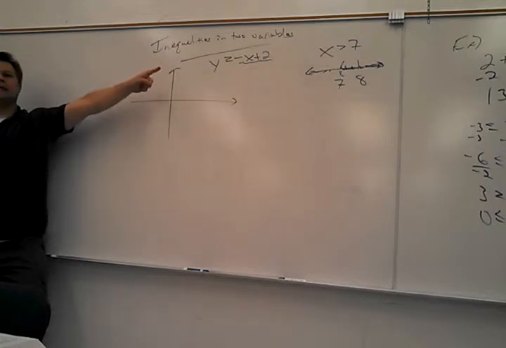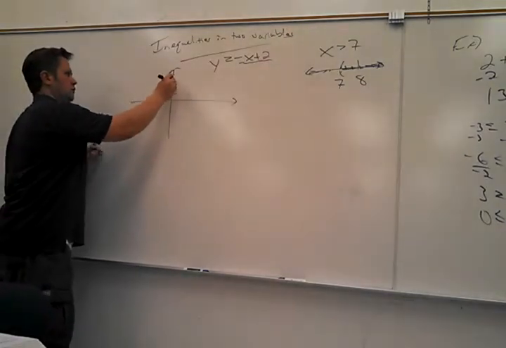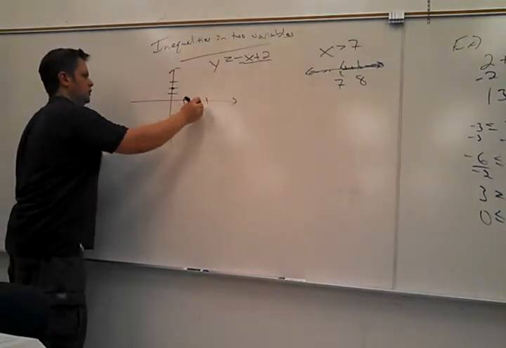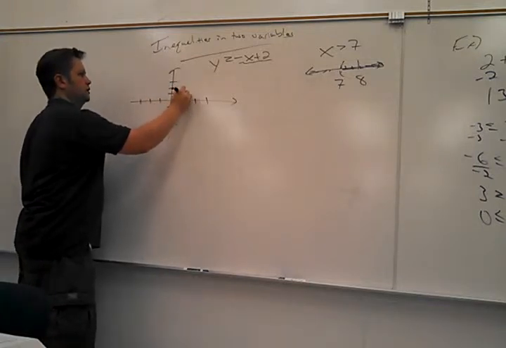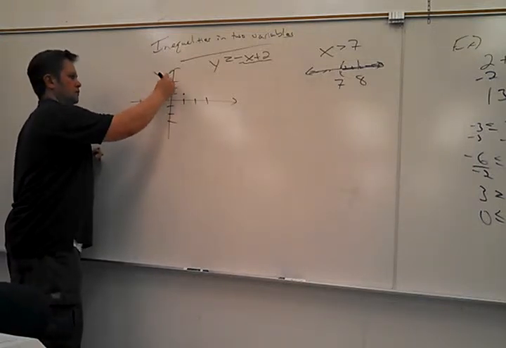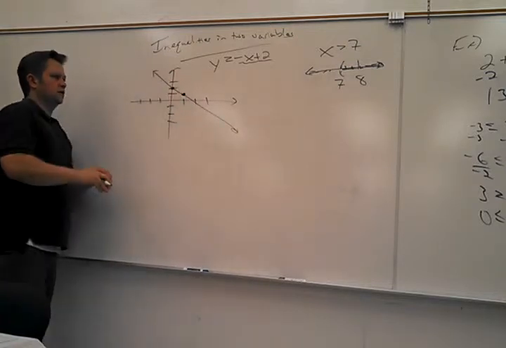How do I plot that line? What do I know about that line? What's the y-intercept? 2. And what's the slope tell me to do? Down 1. Yeah, down 1 over 1. So there's the line. Okay, make those big, and then all of a sudden it's good.